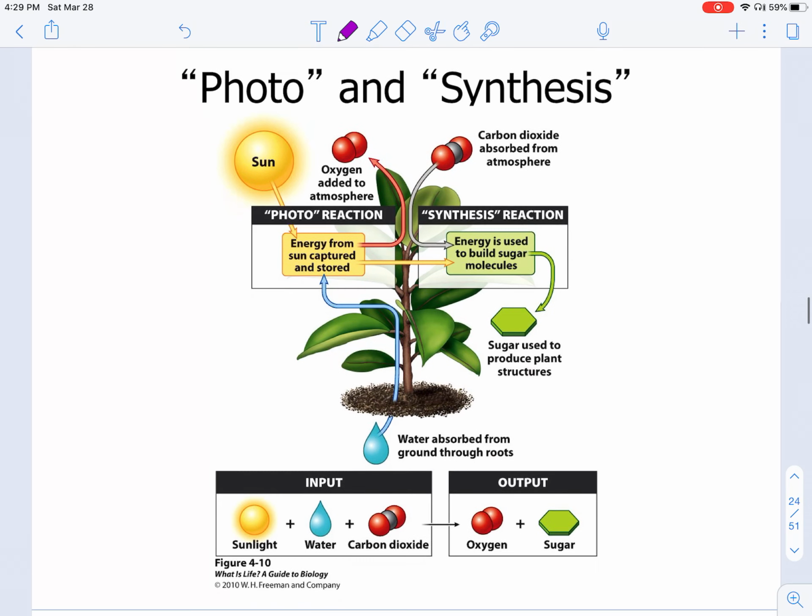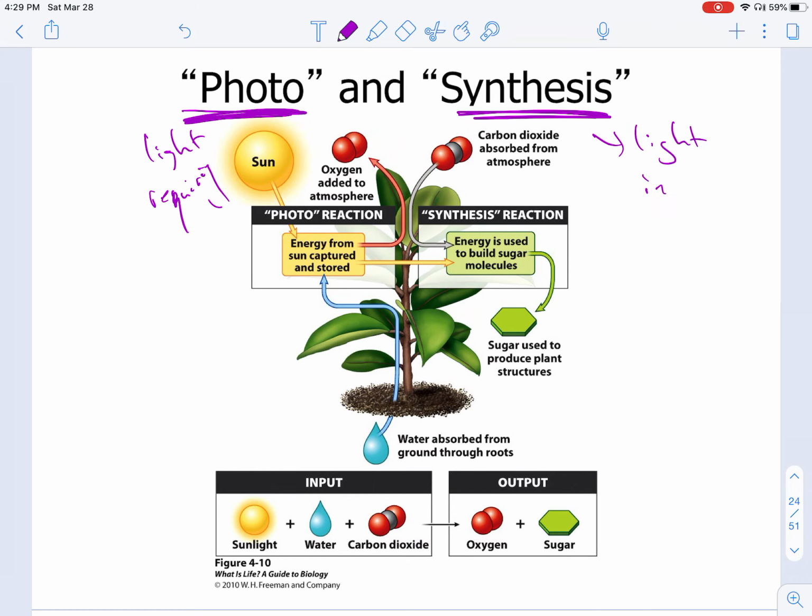So as I said last lecture, it's broken up into two parts: the photo part, photo meaning light, so the light requiring part, and the synthesis part, which is also often called the light independent part.